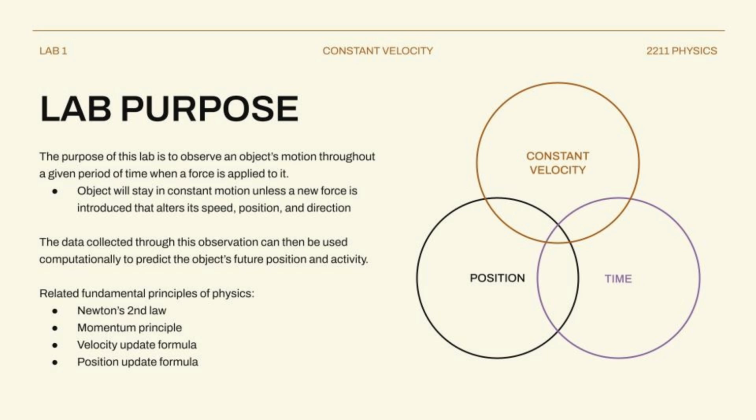these three components, and the data collected through observing this experiment can then be used to computationally predict an object's future position and activity with a constant velocity. So related fundamental principles of physics for this experiment would be specifically Newton's second law, the momentum principle, the velocity update formula, and the position update formula.